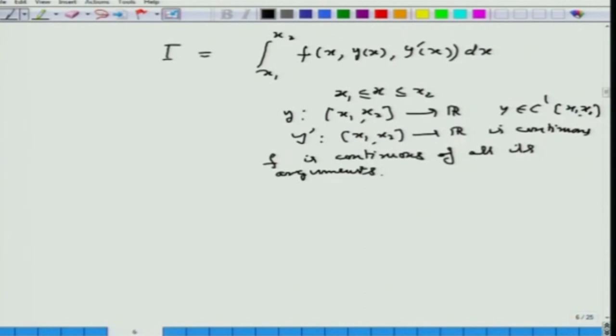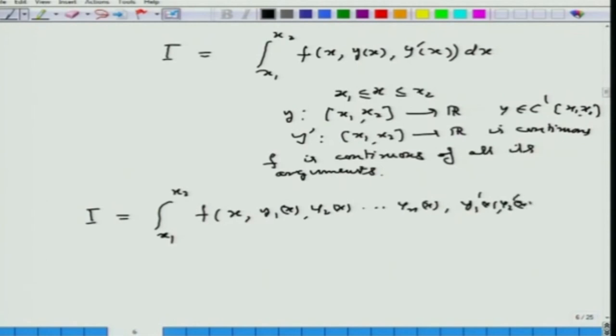Here the generalization of this could be I, the integral from x1 to x2, where f has more variables now: x, y1(x), y2(x) and similarly up to yn(x), and then their derivatives y1 prime(x), y2 prime(x) and so on up to yn prime(x), dx. So this is the generalization. The earlier case can be treated as a particular case of this more general problem, where again y1, y2, yn are from the admissible class. We are considering derivatives here, so the derivatives should be continuous in order for this integral to exist as a Riemann integral.